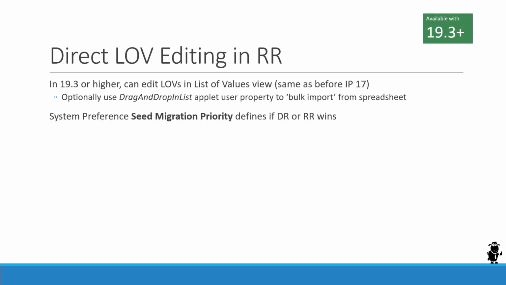The direct editing of LOVs in runtime repository or test and production environments was not available before 19.3. In 19.3 or higher, administrators can now edit LOVs directly in the list of values view, same as before IP17. And there is a new system preference called seed migration priority, which defines if either the development environment, the DR, or the runtime environment wins in case changes for LOVs are migrated, for example, using the migration application.